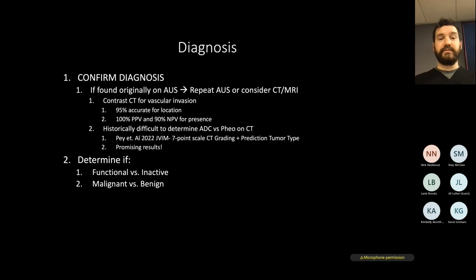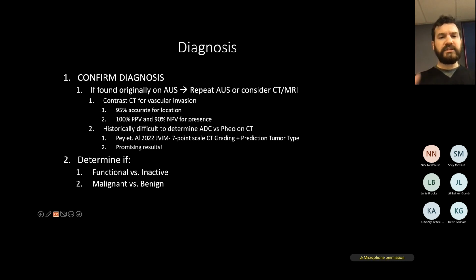Historically, it has been somewhat difficult to determine adenocarcinoma versus pheochromocytoma. A 2022 study just came out in JVIM that looked at, instead of using a 2-point scale for CT grading, 7 different factors, and they did get some promising results with that. It's a really complicated study. I'm not going to say I understood all of it, but it included things like tumor margins, and whether or not they highlighted on arterial versus venous phase, things like that.